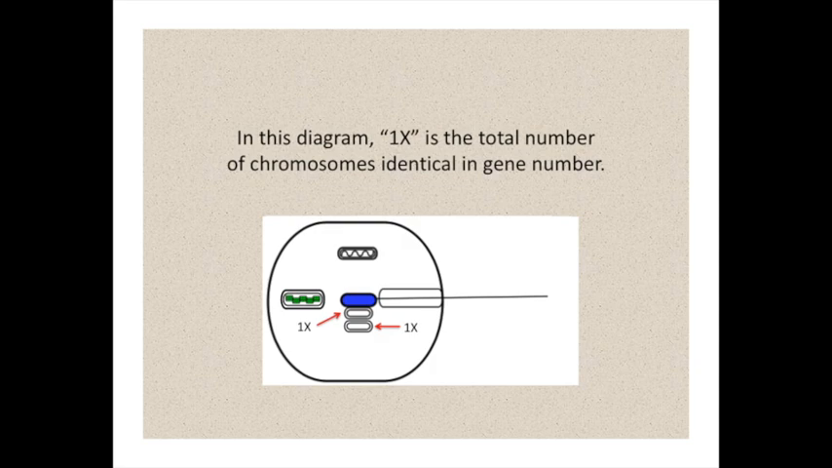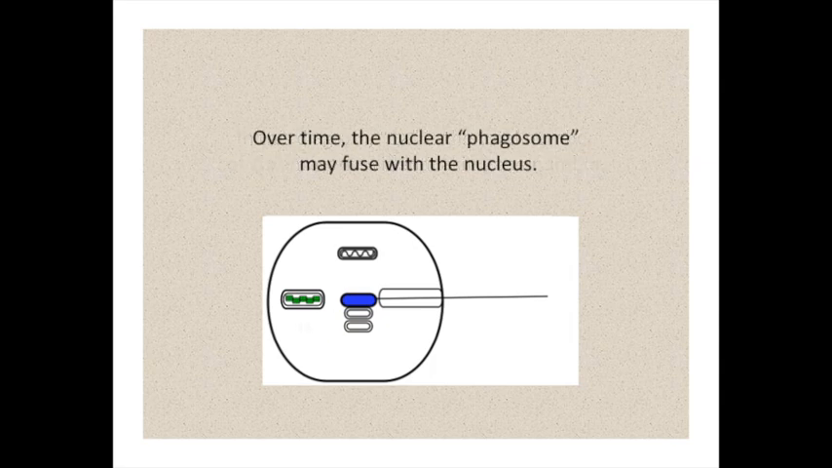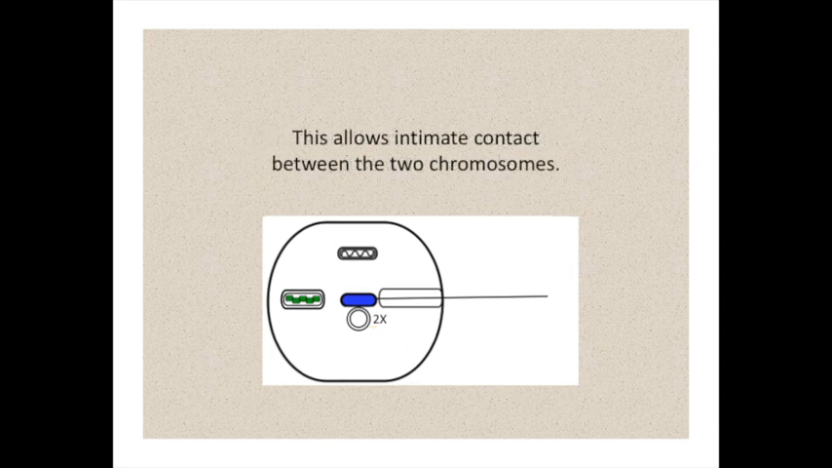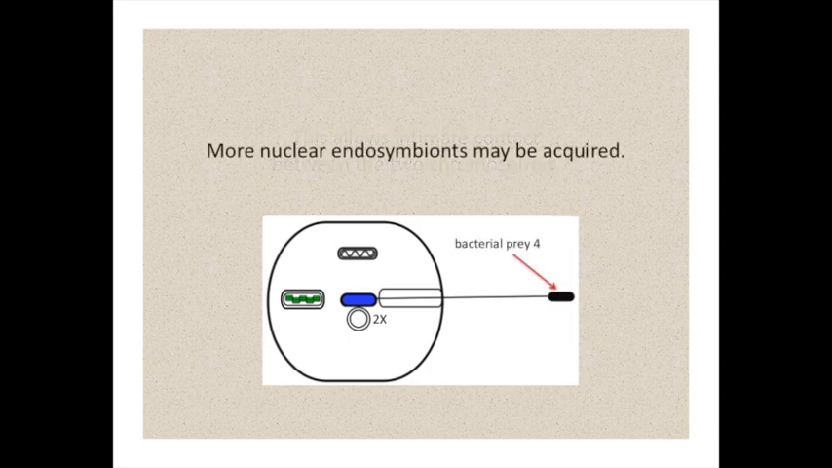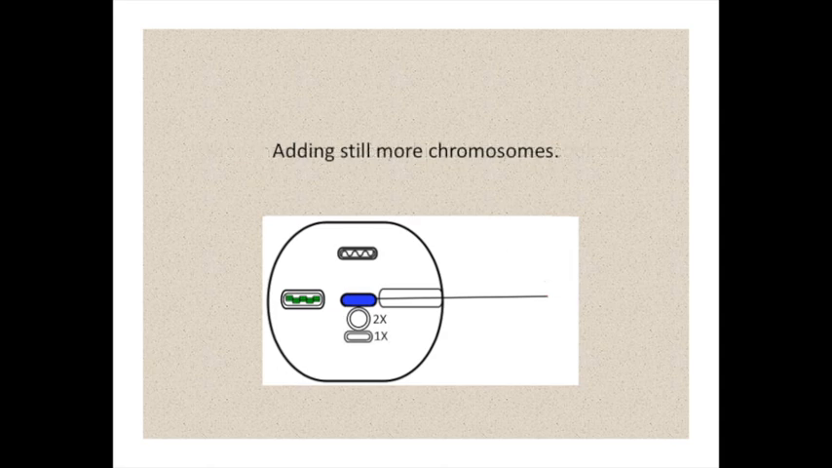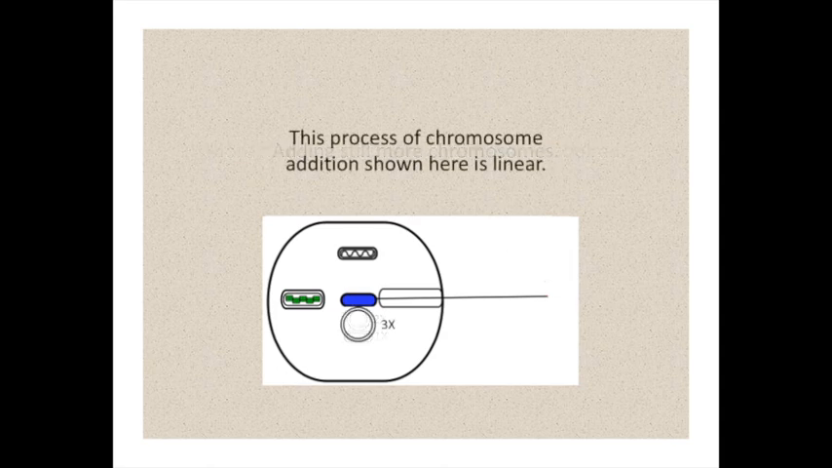In this diagram, 1X is the total number of chromosomes identical in gene number. Over time, the nuclear phagosome may fuse with the nucleus. This allows intimate contact between the two chromosomes. More nuclear endosymbionts may be acquired, adding still more chromosomes. This process of chromosome addition shown here is linear.